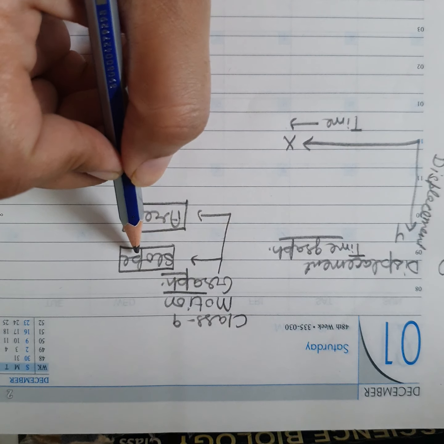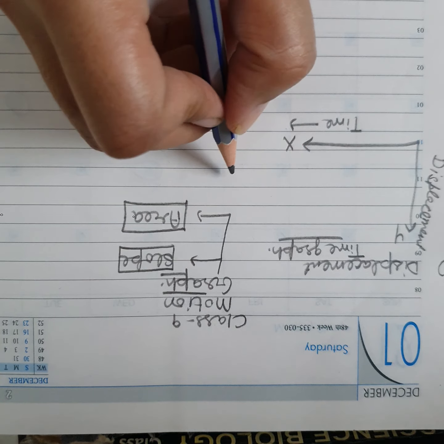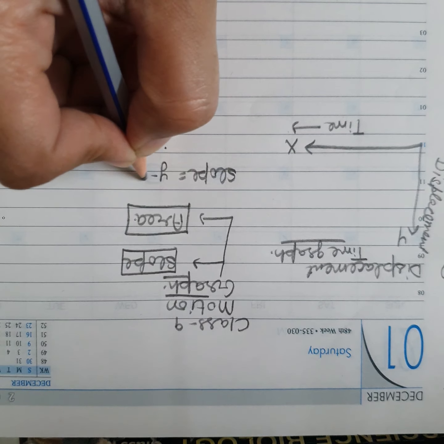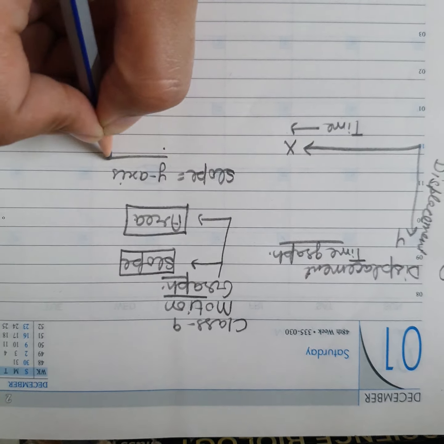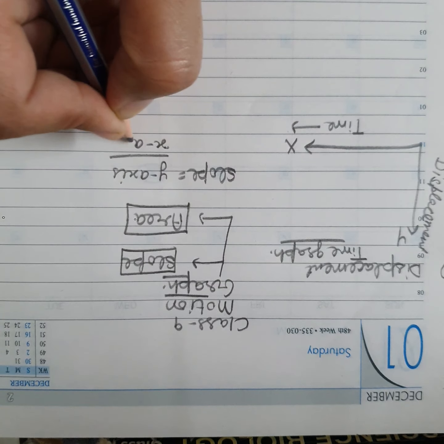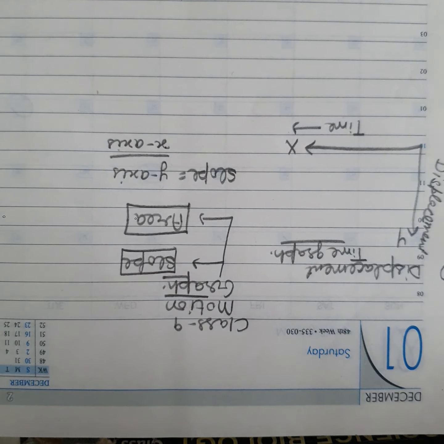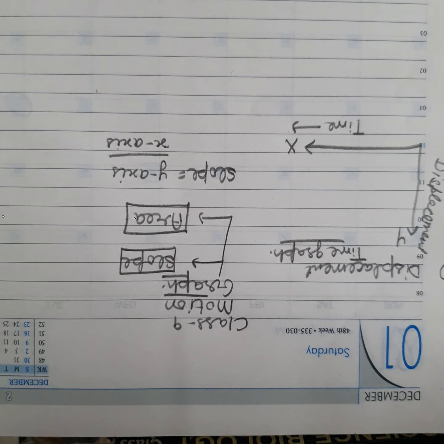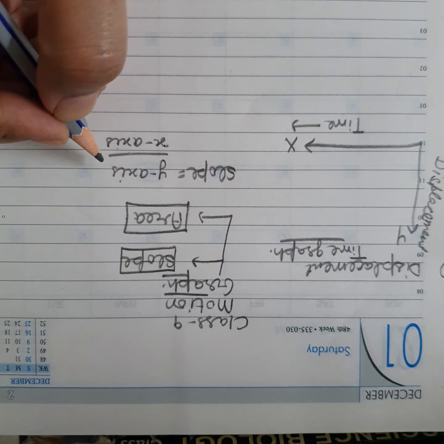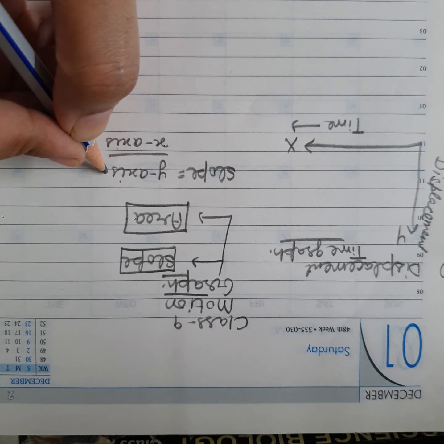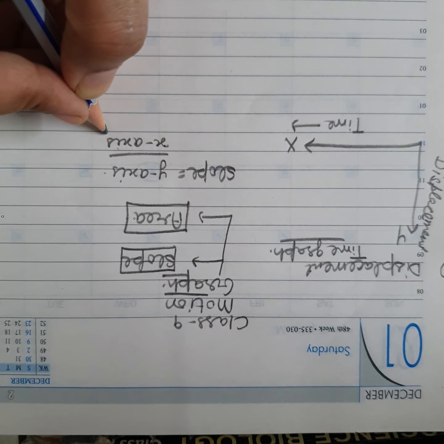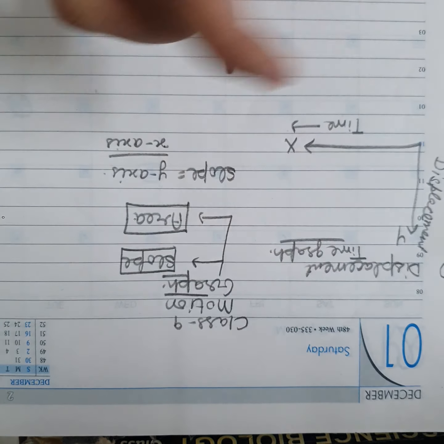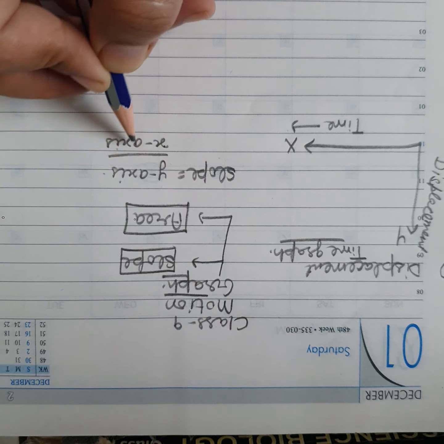Then how can you calculate its slope? There is a fixed formula for slope. To calculate the slope, the quantity at the y-axis is always divided by the quantity at the x-axis. No matter what is present at the y-axis or the x-axis, even if you are not discussing this displacement time graph, you can calculate the slope by this formula.